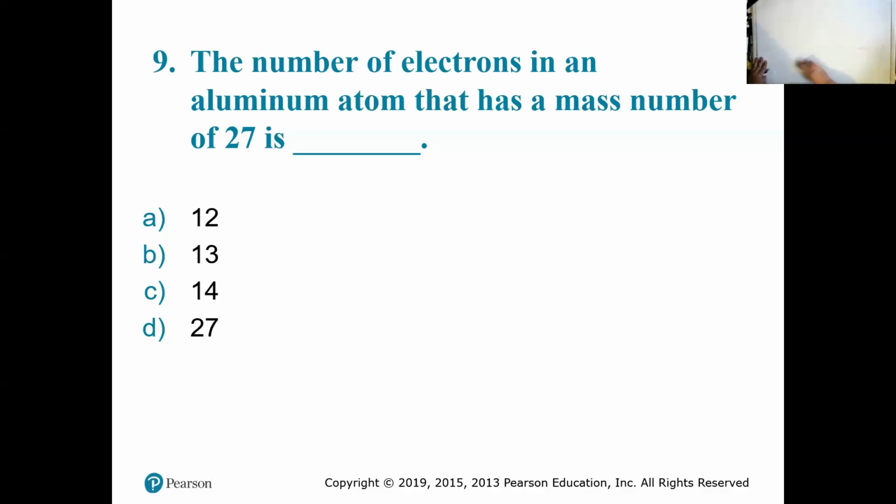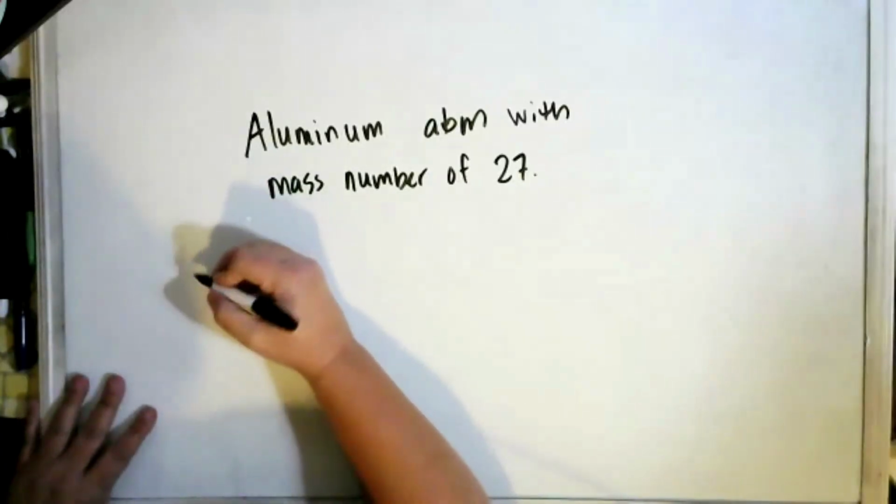The number of electrons in an aluminum atom that has a mass number of 27 is... This question gives you probably more information than you need to actually answer it. You have an aluminum atom. I'm going to write down the information first, with a mass number of 27. They're asking us here to find the number of electrons.